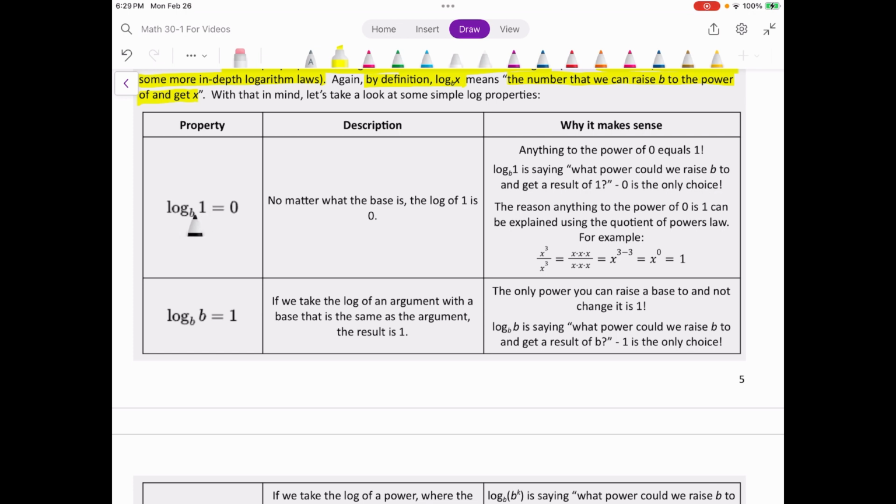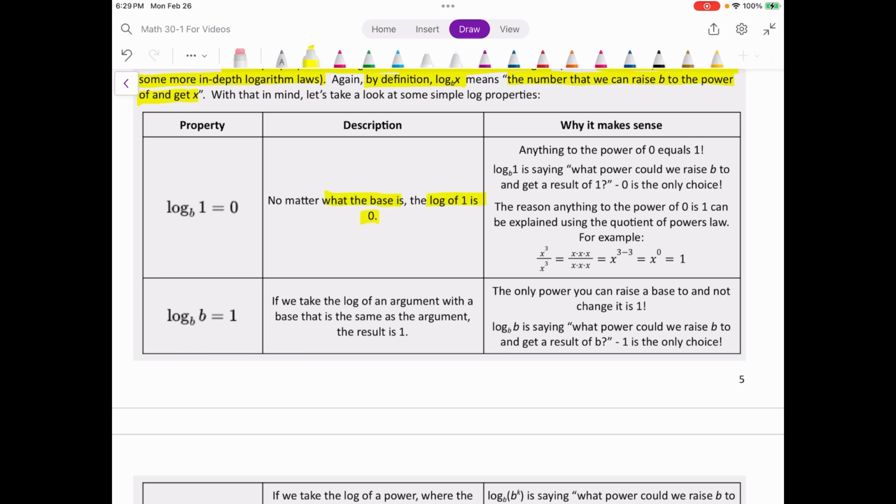Notice b could be anything. It doesn't matter what b is. If you have log base anything of 1, that's just equivalent to 0. Log base anything of 1 is 0. No matter what the base is, the log of 1 is 0.